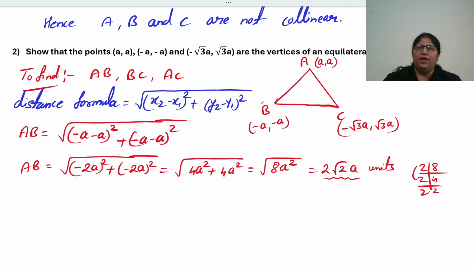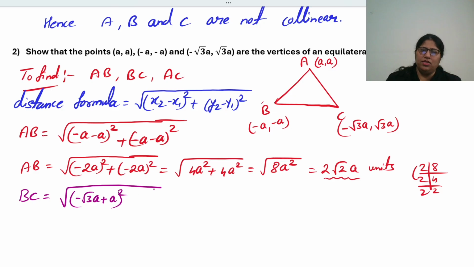Now the next one, what is the next length I need to find out here? Let us check BC, right? Now the coordinates of BC are B to C. So if I take it here, minus a minus root 3a, minus of minus a will become plus a because it's x2 minus x1, plus root 3a, and the negative of negative will be positive, a whole square, right?